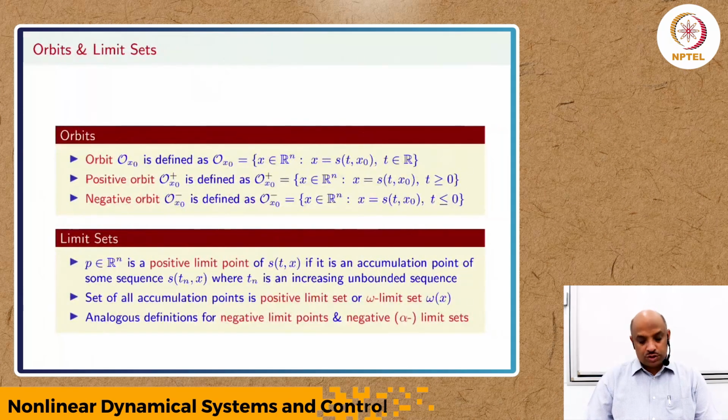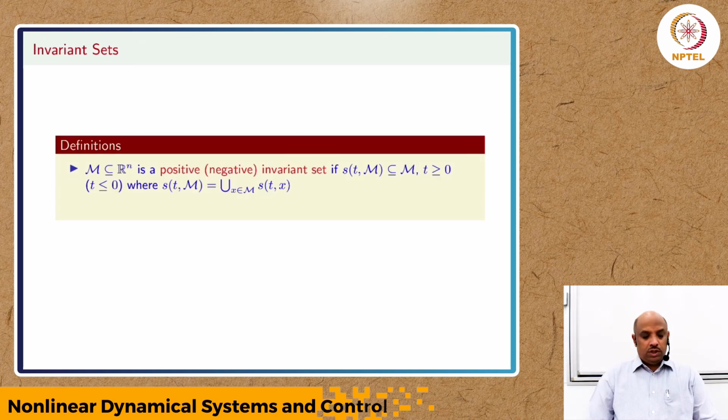So we can of course talk about negative limit points, equivalently the alpha limit sets, denoted by alpha x, but we don't talk too much about negative limit points in this particular course. So that brings us to the next thing that we already spoke about, something called an invariant set. It is a set where if you start within that set, then you don't get out of the set, right?